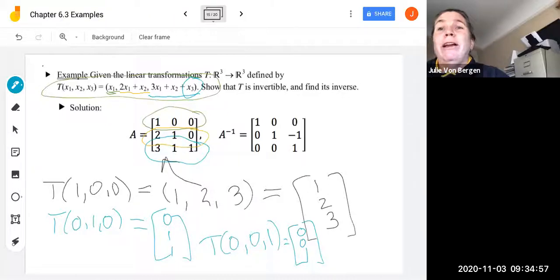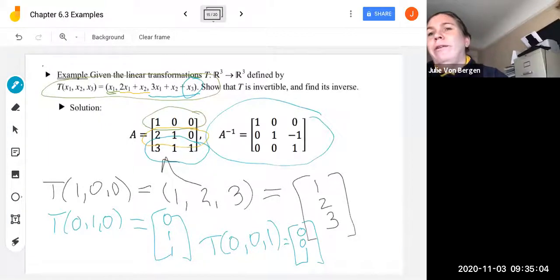And then we can find A inverse. You can use SymPy to find this and verify that A inverse is this matrix 1, 0, 0, 0, 1, negative 1, and 0, 0, 1. So we can find the inverse by finding the inverse of the standard matrix.